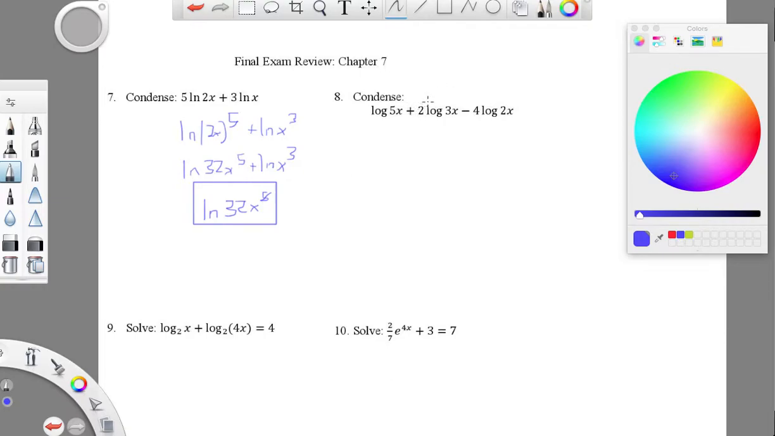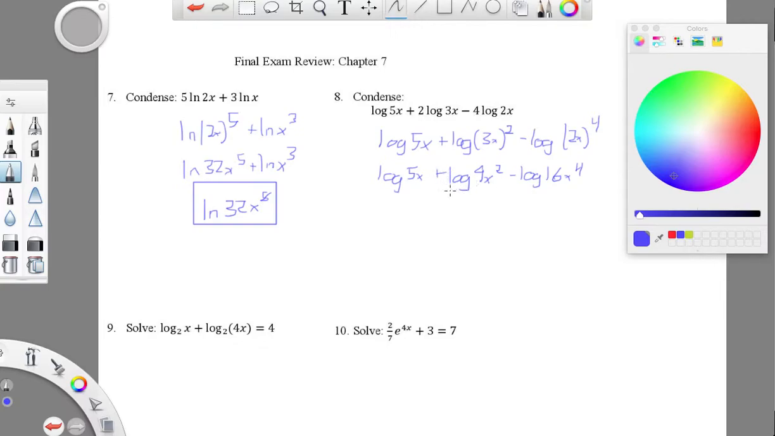Here I have 3 terms. So it looks like I'm going to be using the product property and the quotient property, but before I do any of that, I should always use my power property first. So I get log of 5x plus log of 3x squared minus log of 2x to the 4th. We're going to simplify this real quick. So I get the log of 5x plus the log of 3 squared, which is 9x squared, minus the log of 2 to the 4th, which is 16x to the 4th.